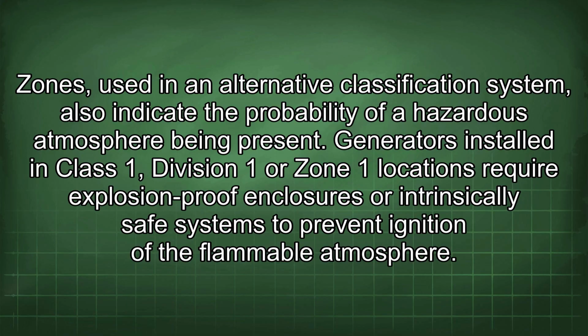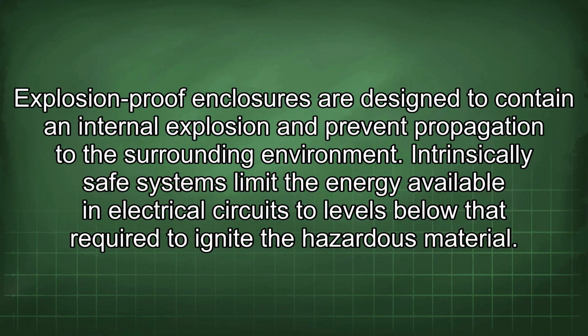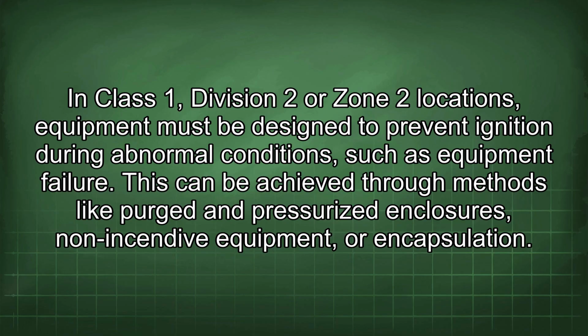Generators installed in Class 1, Division 1 or Zone 1 locations require explosion-proof enclosures or intrinsically safe systems to prevent ignition of the flammable atmosphere. Explosion-proof enclosures are designed to contain an internal explosion and prevent propagation to the surrounding environment. Intrinsically safe systems limit the energy available in electrical circuits to levels below that required to ignite the hazardous material. In Class 1, Division 2 or Zone 2 locations, equipment must be designed to prevent ignition during abnormal conditions, such as equipment failure. This can be achieved through methods like purged and pressurized enclosures, non-incendive equipment, or encapsulation.